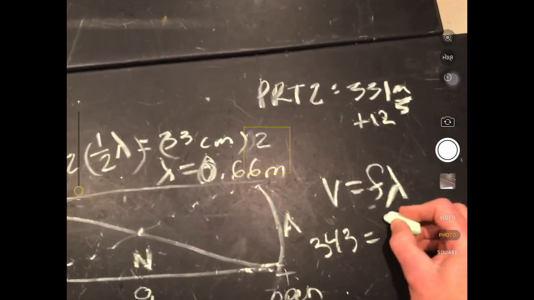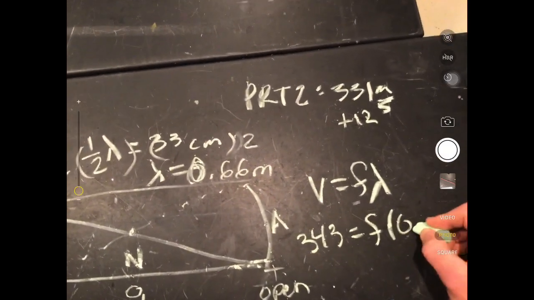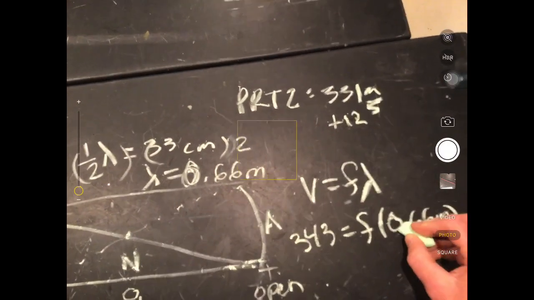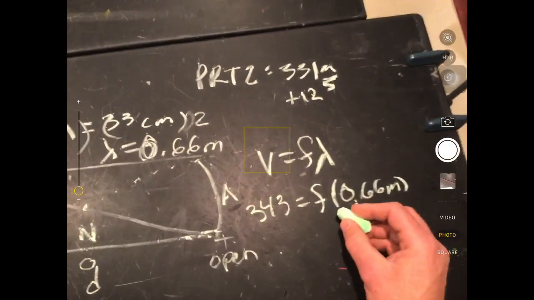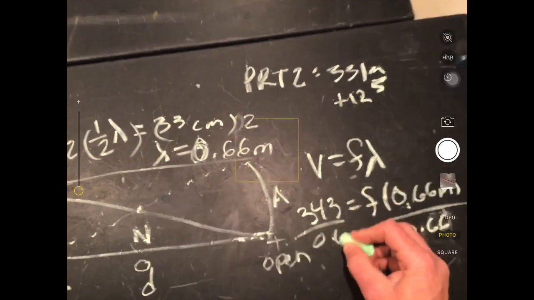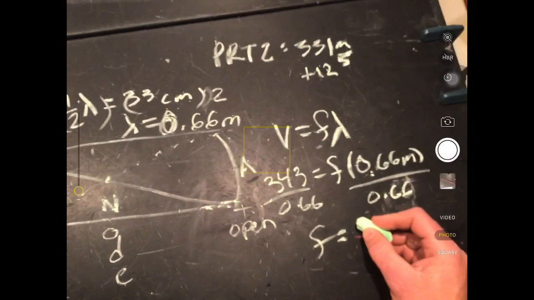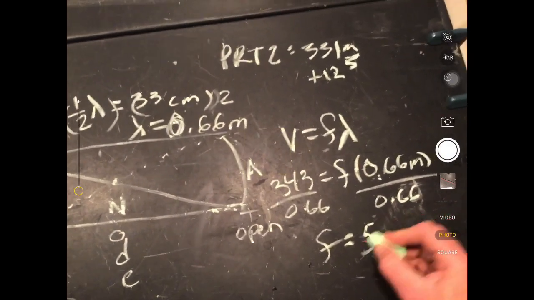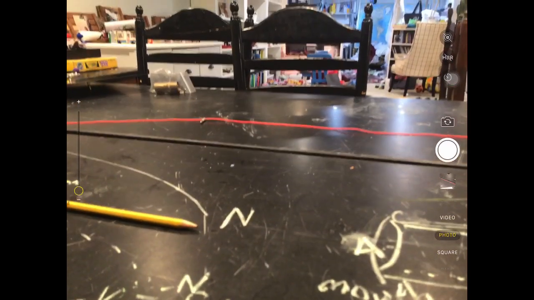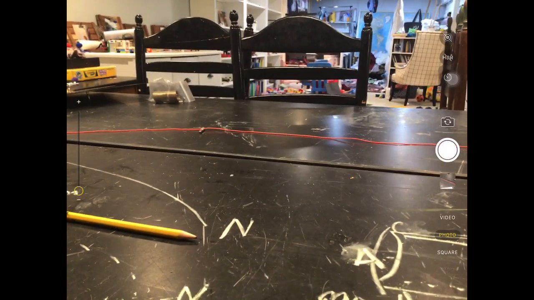343 equals some frequency times 0.66 meters. Now, divide both sides by 0.66. The frequency of the yellow pipe should play somewhere around 520 hertz. 520 hertz. All right, seems all well and good, but does this actually do anything?